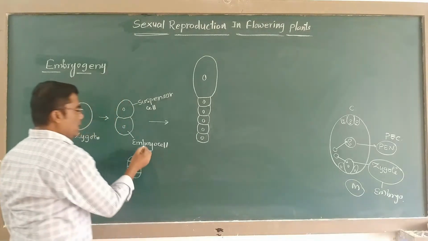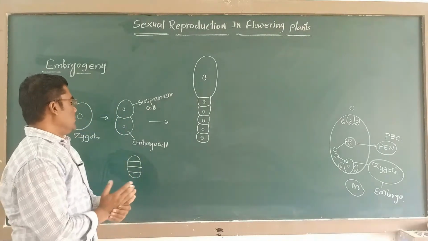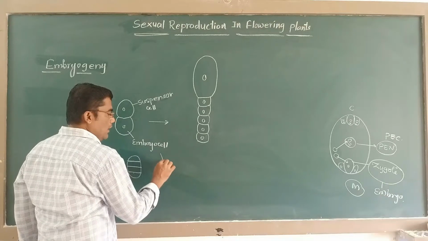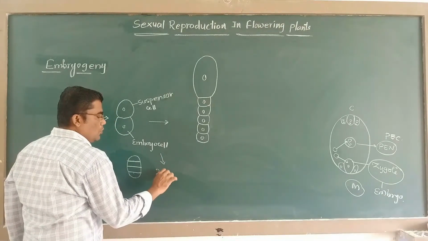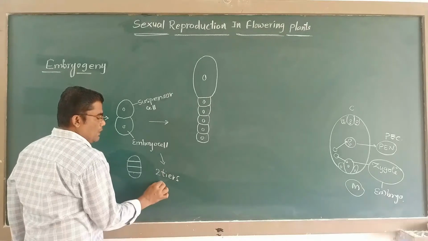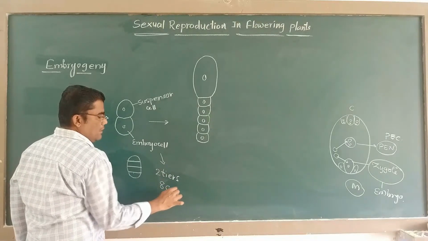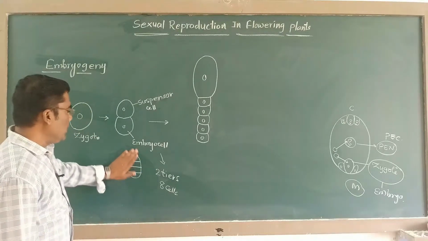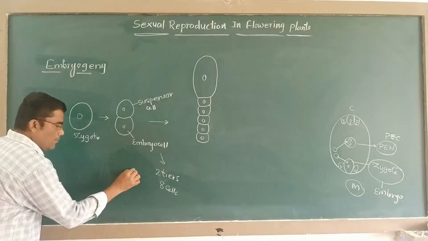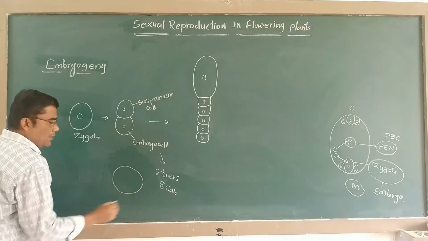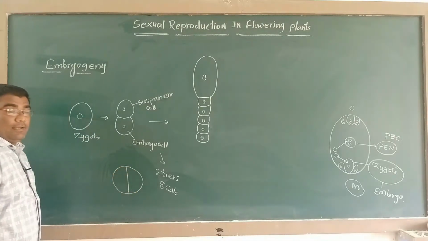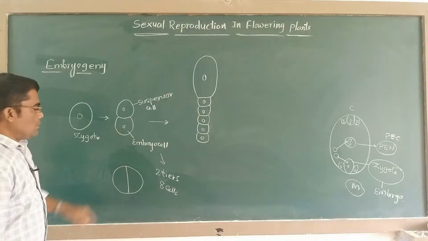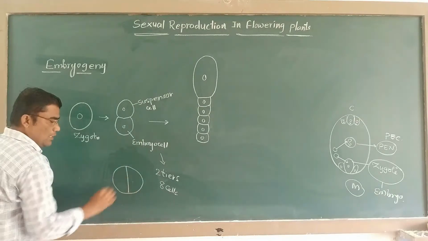So what about the embryonal cell or embryo cell? This embryo cell also undergoes cell division. Here this embryo cell divides and produces two tiers, which contain 8 cells. Commonly 2 tiers. Tiers means layers. How it is developed we discuss. Now observe this one. Say this is the embryo cell. This embryo cell divides longitudinally. Then 2 cells are produced.